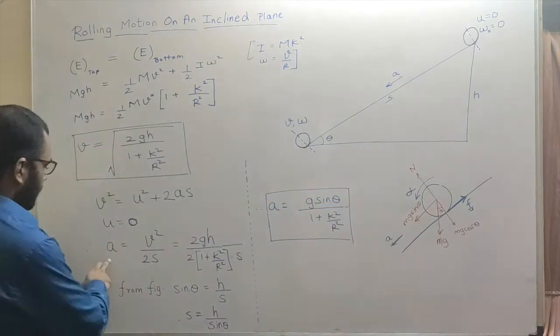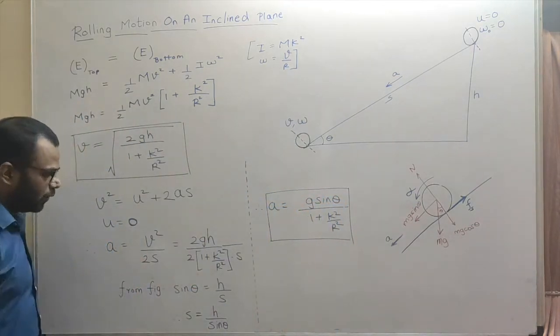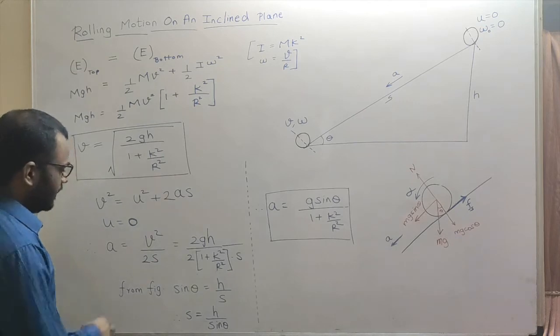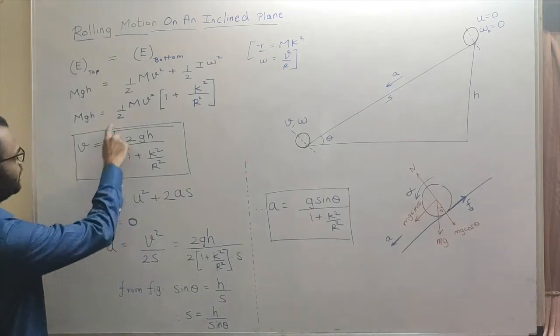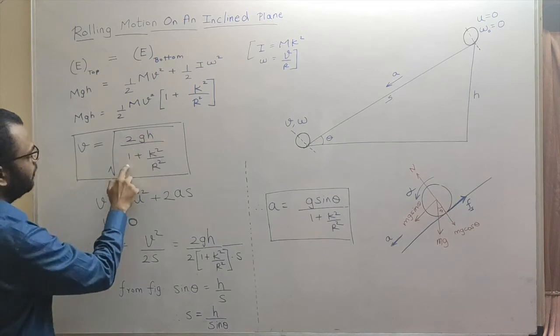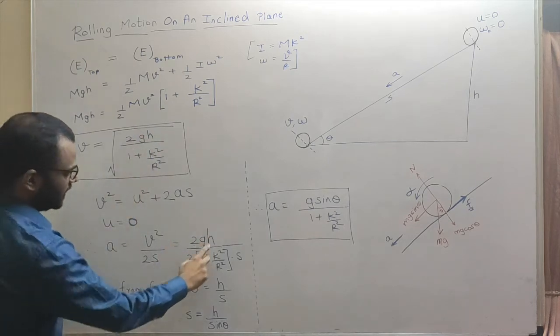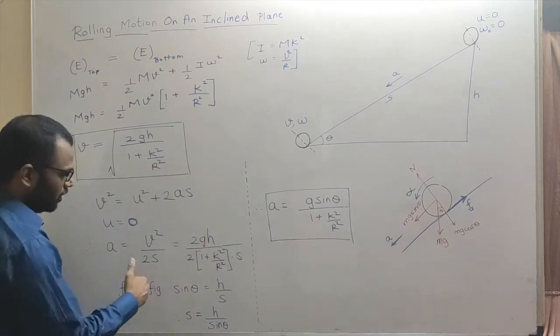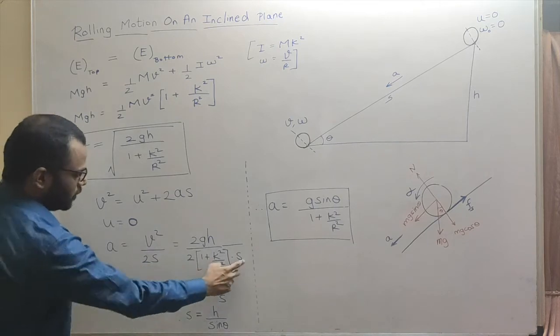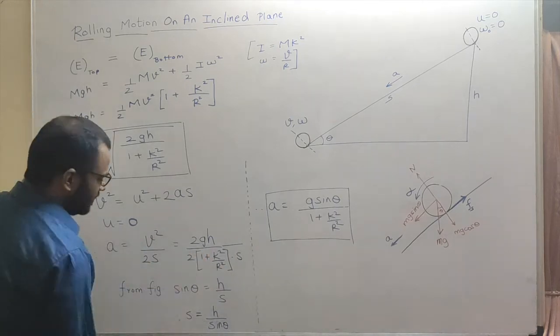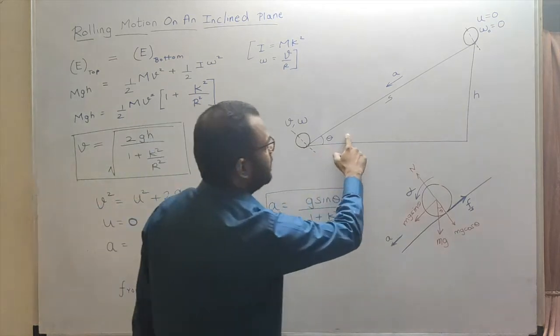So a is equal to v square upon 2s. v square is nothing but we have to take the square of this term, so that it becomes 2gh upon 1 plus k square upon r square. What we have left here? 2s. So I have written 2s over here. 2 will get cancelled. Now in this figure, sine of theta is what?